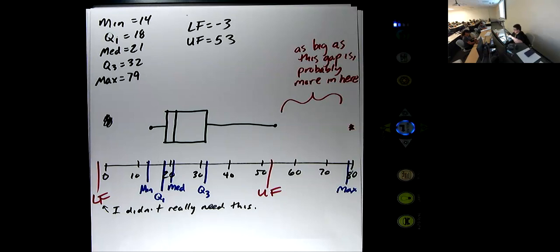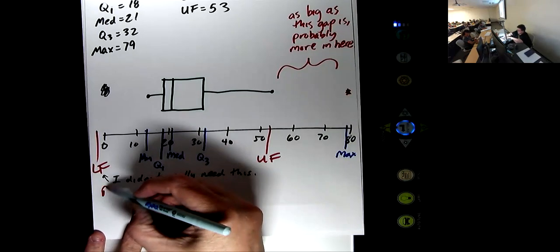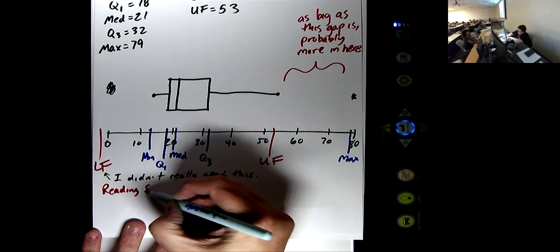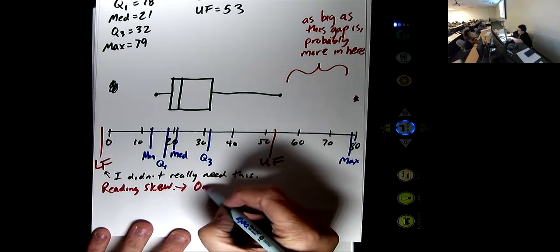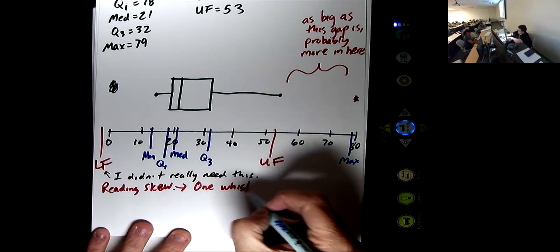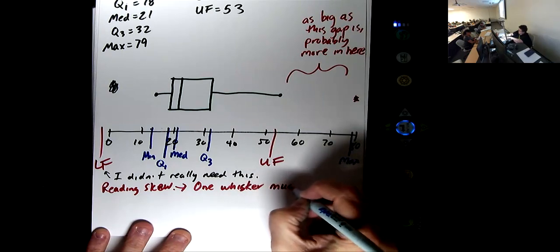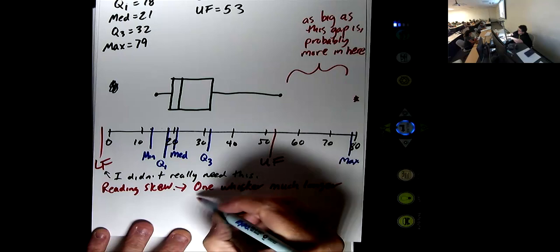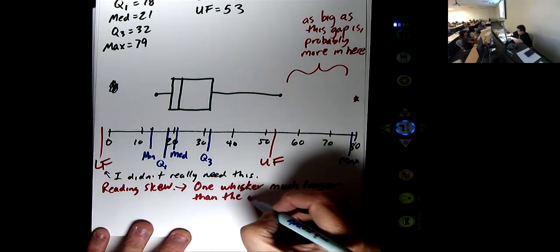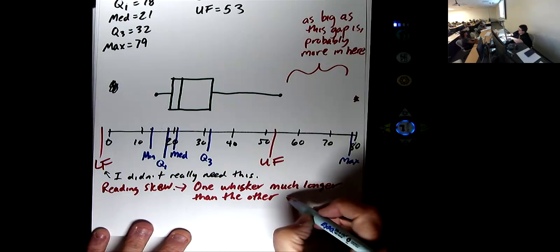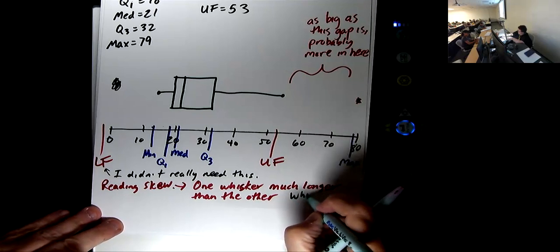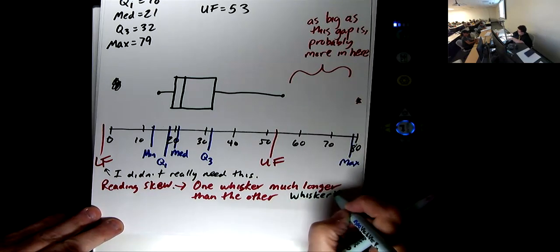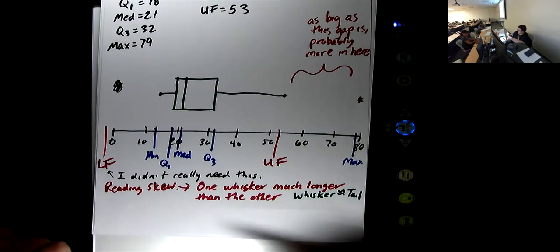This kind of allows us to see the skew. How to read the skew: one whisker longer than the other. And I'm going to go with much longer than the other. It makes it easier to tell. That kind of tells skew because the whisker is almost like the tail. It's not exactly equal to the tail, but it's kind of like there. The outlier really helps.